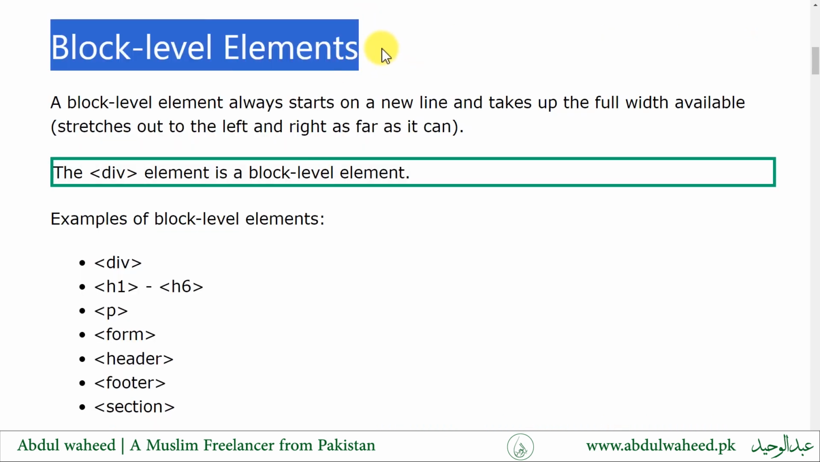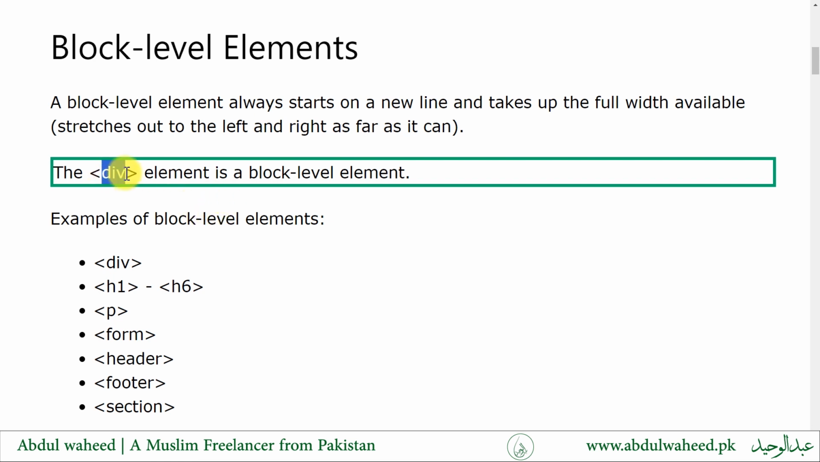Block level elements. A block level element always starts on a new line and takes up the full width available, stretching out to the left and right as far as it can. The div element is a block level element. Examples of block level elements are div, h1 to h6, p, form, header, footer, and section.